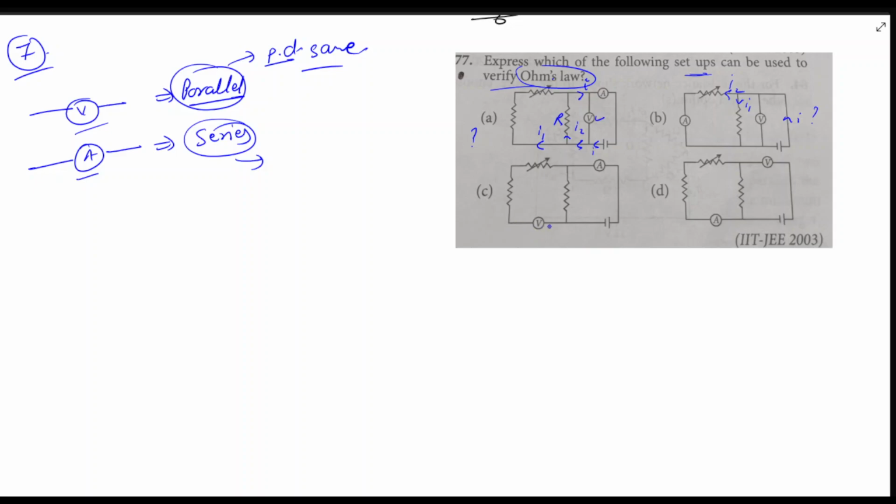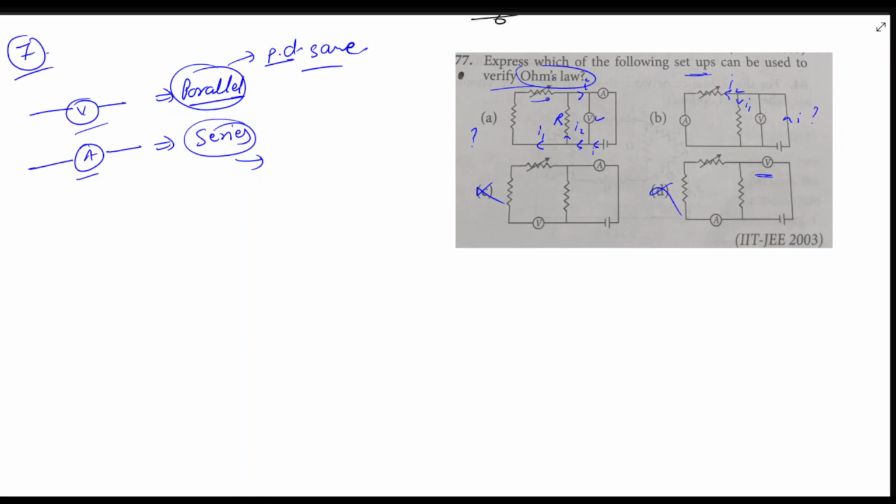Now here, this voltmeter is connected like it is not even in series or parallel, so this is wrong. And this ammeter and voltmeter, again the same situation, this is also wrong because this voltmeter is nowhere near parallel, right? Okay, so A and B we have to choose.